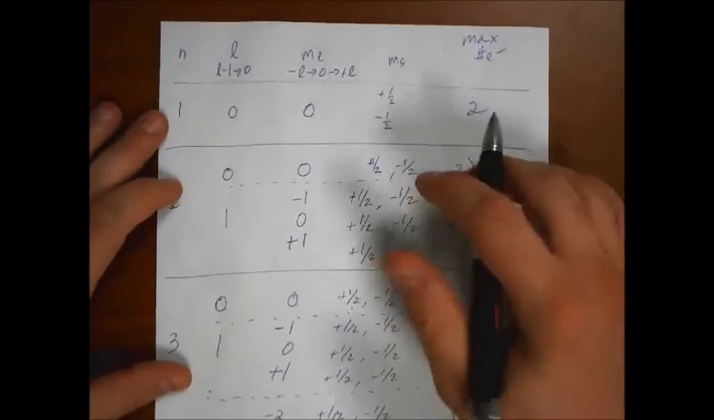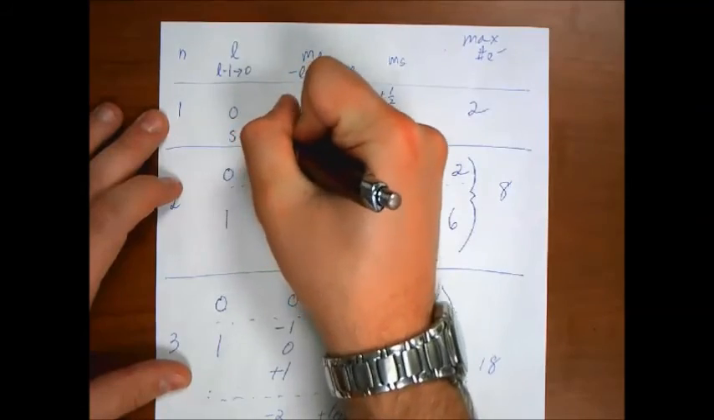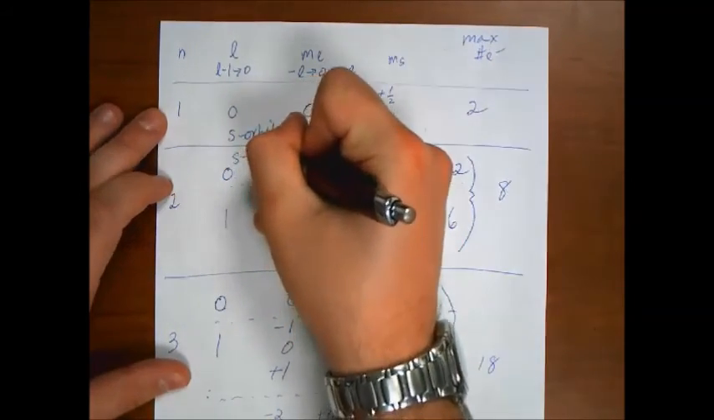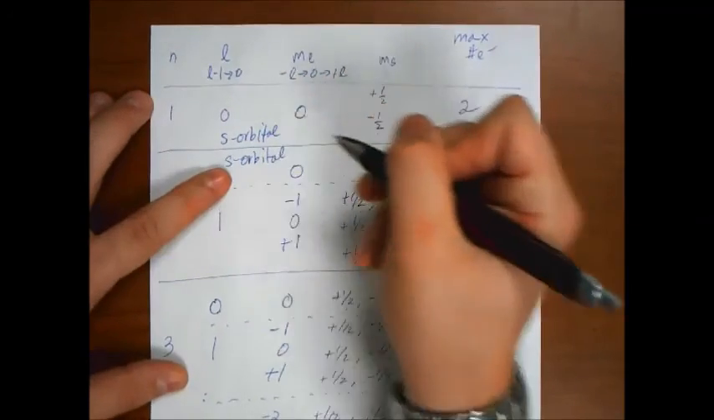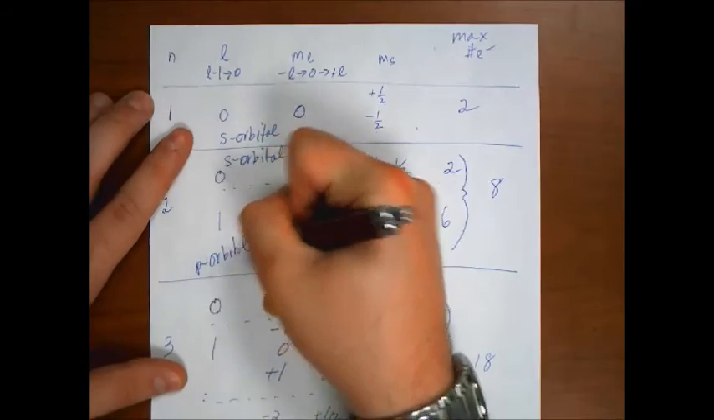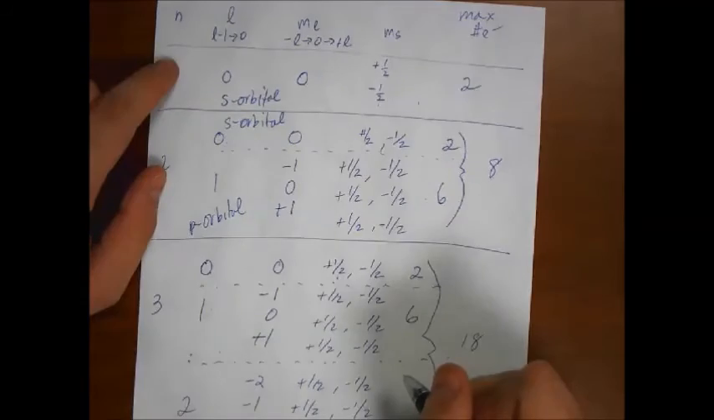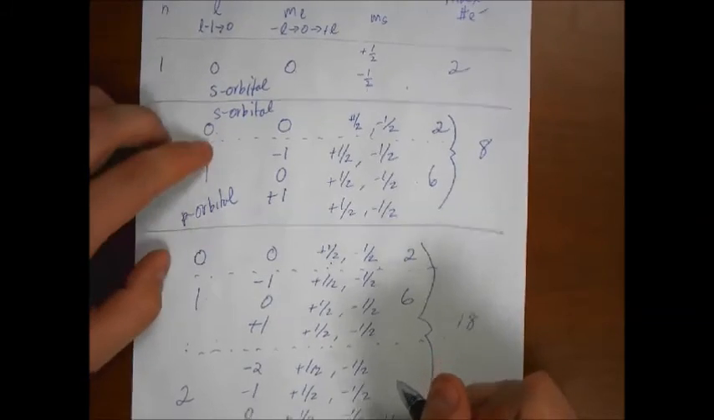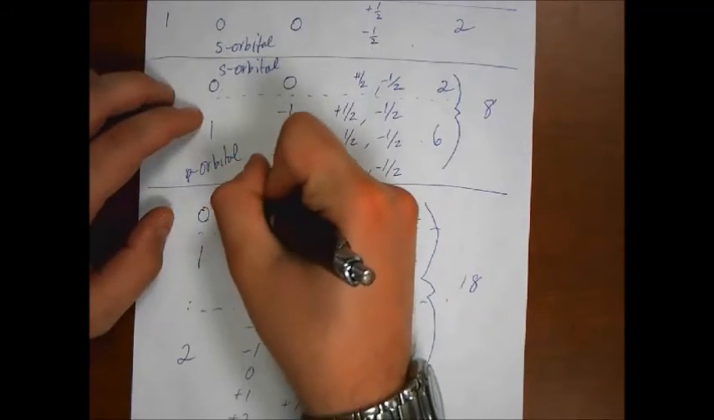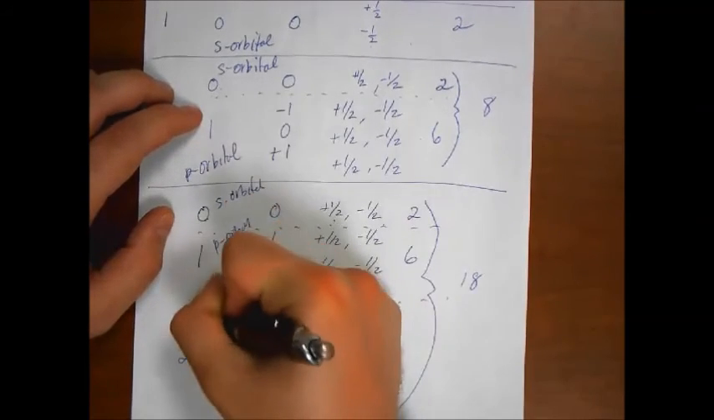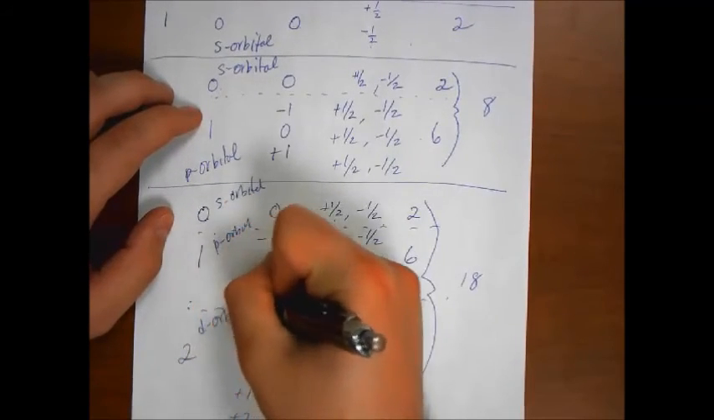So to show you guys, this is going to be an s orbital, and our s orbital can have 2 electrons. As we build up, this is our s orbital, which has 2 electrons, and these are our p orbitals. So in the first shell, we can only get s orbitals. In the second shell, we can only get s and p orbitals. And then in the third, we get s orbitals, p orbitals, and then d orbitals.